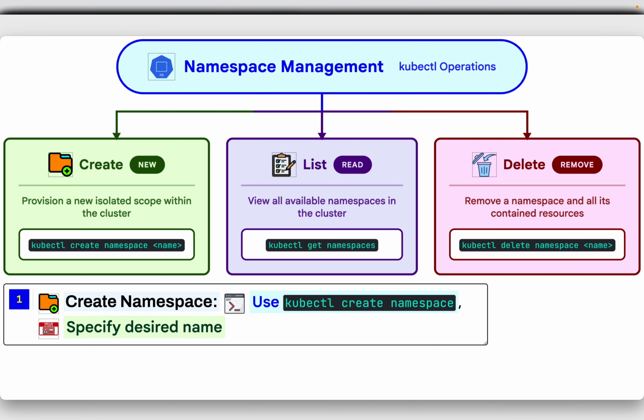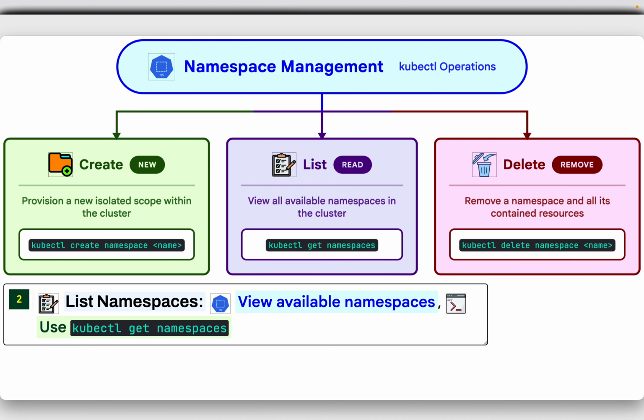To create a namespace, use the kubectl create namespace command, followed by the desired name. For example, kubectl create namespace and followed by the namespace name. To list all available namespaces in the cluster, use the kubectl get namespaces command.